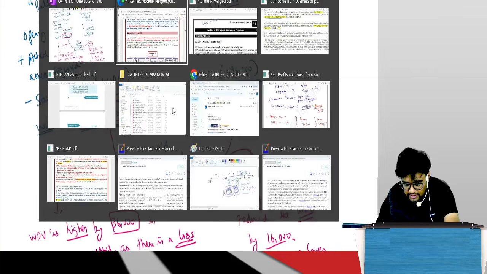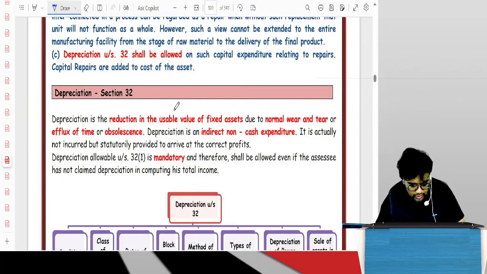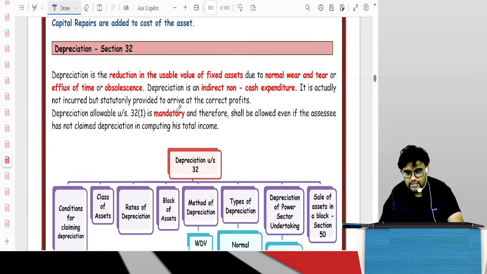You see, come back here. So in the module, check. So read now, you'll understand. Depreciation is the reduction in the usable value of fixed assets due to normal wear and tear or efflux of time. Efflux of time means as and when time passes, or obsolescence. Depreciation is an indirect non-cash expenditure. It is actually not incurred, but is statutorily provided to arrive at the correct profits.